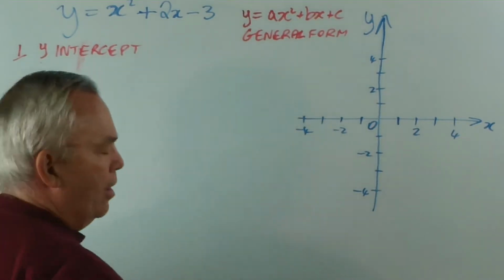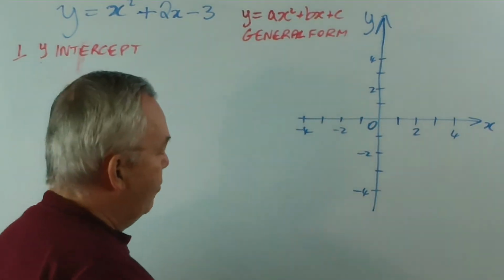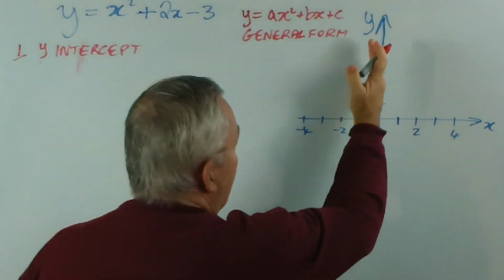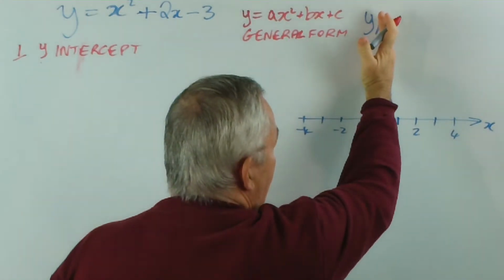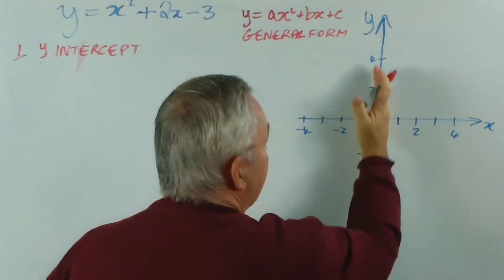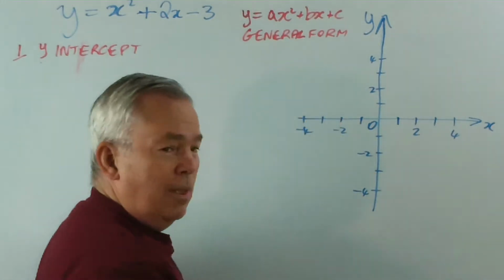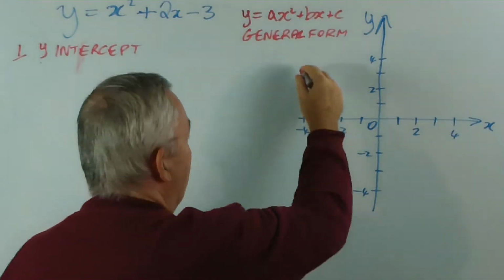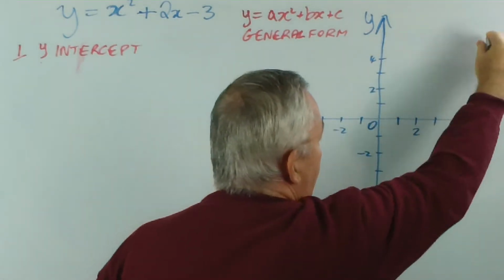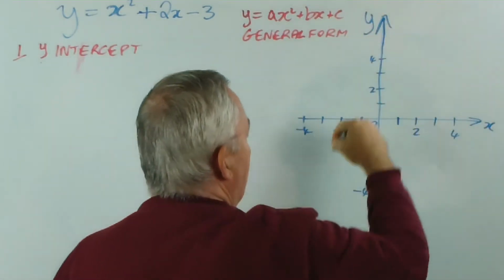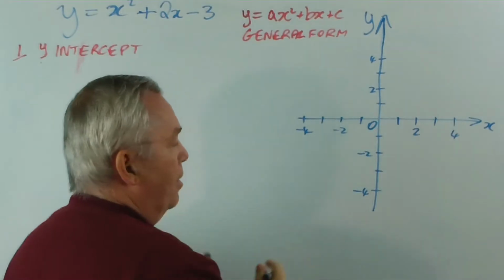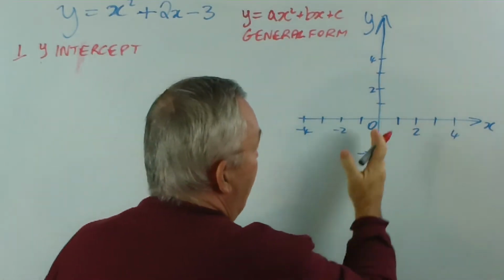And how do we find the y-intercept on a graph? Well, it's where the graph cuts the y-axis. Now at this stage, if you're new to parabolas, you don't know whether it's over here or over here or up here or wherever it is. We're going to discover that.